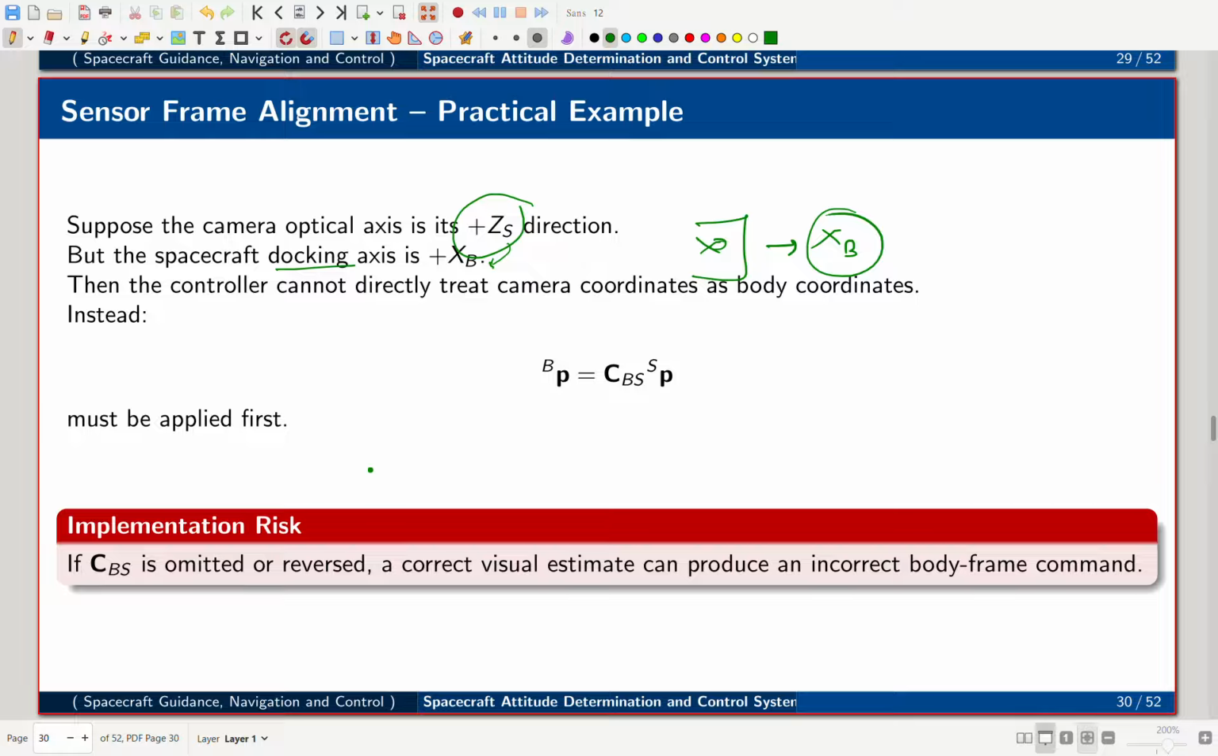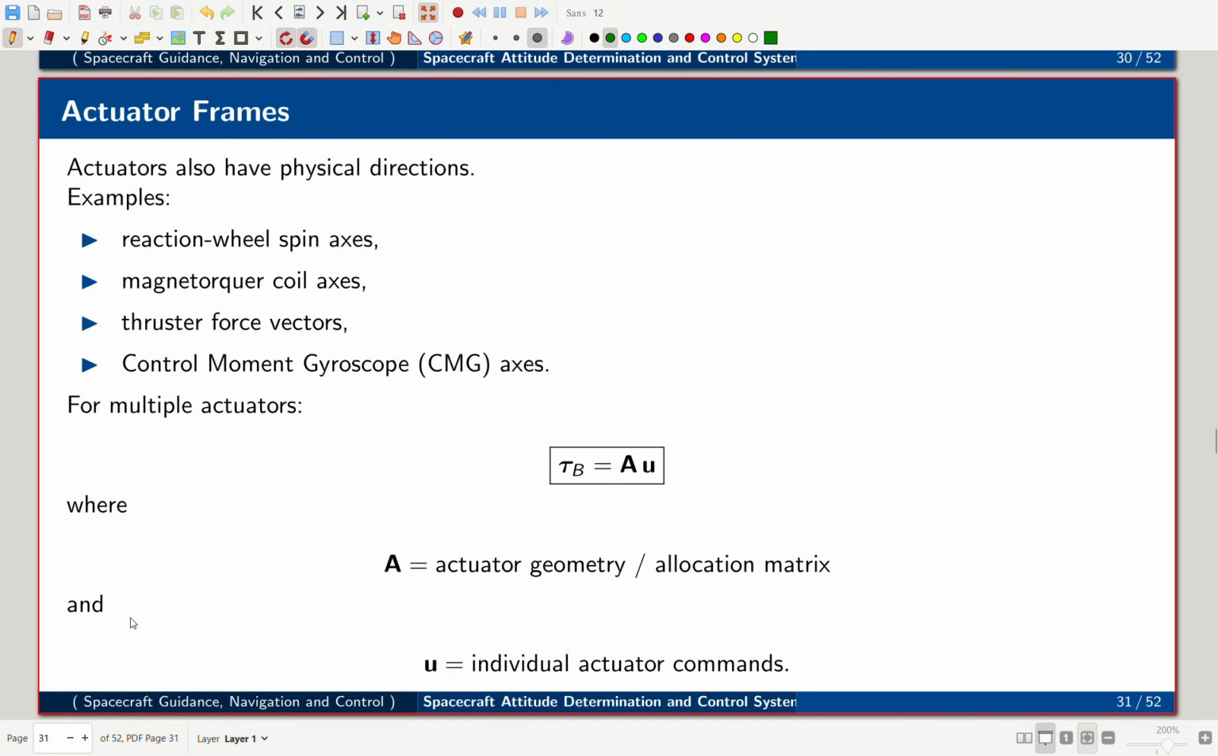Instead, you first apply this transformation. This is your spacecraft, this is the body, so we have to transform. It must be applied. So there is an implementation risk here: if C_BS is omitted or reversed, a correct visual estimate can produce an incorrect body frame command. So this is very important if you miss any of the frame parameters.